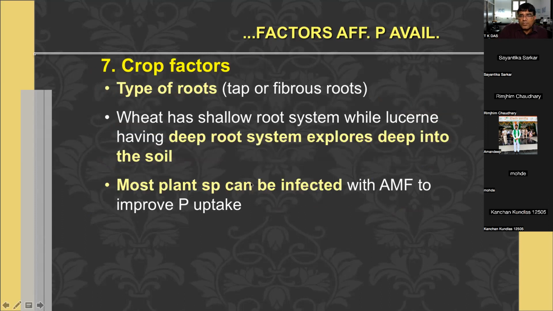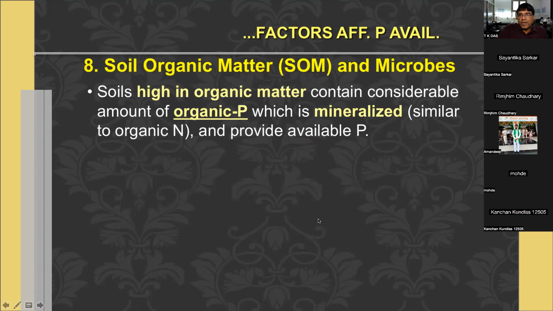Certain crop factors also affect the availability, such as the type of roots, whether tap or fibrous. Wheat has a shallow root system, while lucerne does not, so lucerne can utilize this better. Most plant species can be infected with AM fungi. They can increase the phosphorus availability and the uptake also. Mobilization is also improved. Soil organic matter and microbial activity are interrelated. More organic matter, more microbial activity, and then more availability of phosphorus.